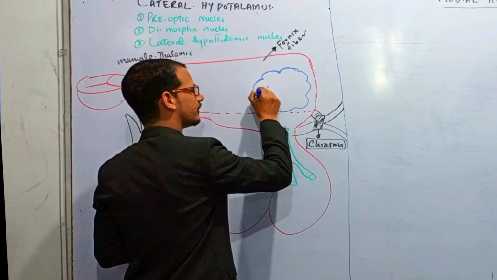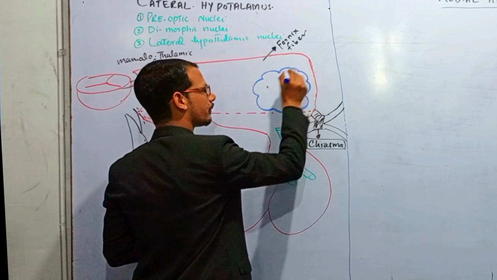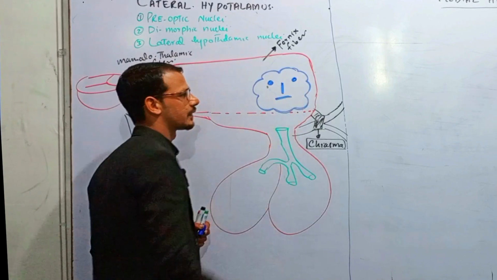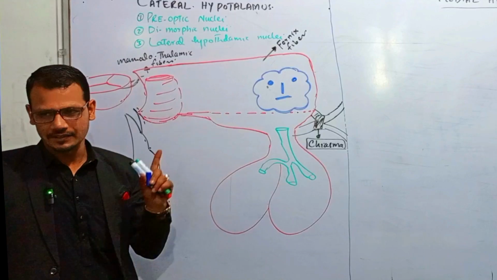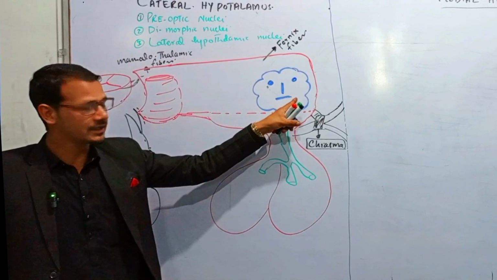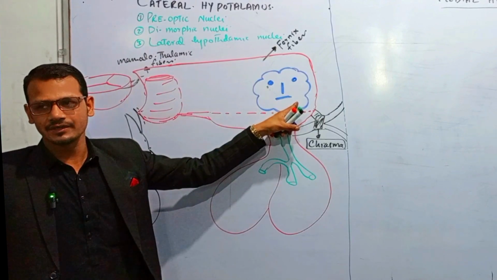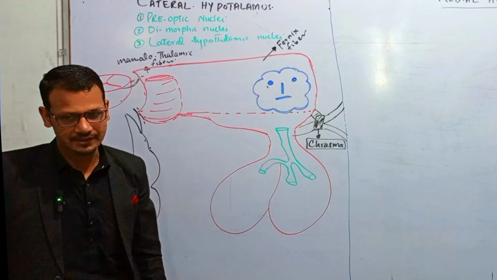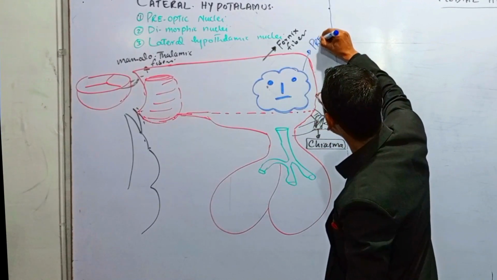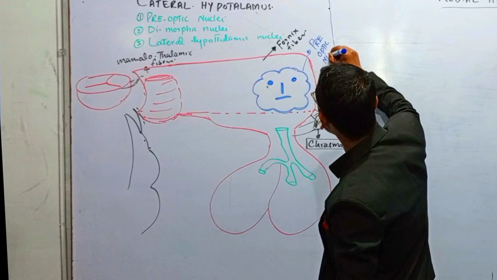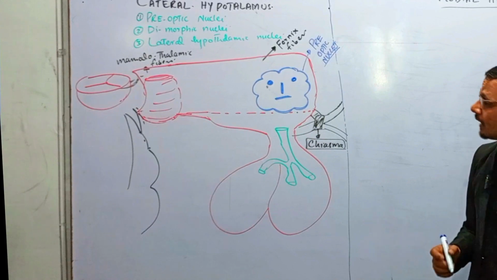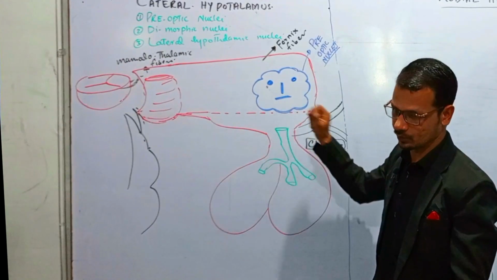For example, this is the nucleus, right? And this nucleus is called the preoptic nuclei. Why is it called preoptic nuclei? Because it is in the preoptic area. We will discuss this in the medial side of the hypothalamus. This is the preoptic nuclei. We will discuss the secretions of these nuclei. What is the role of these nuclei?